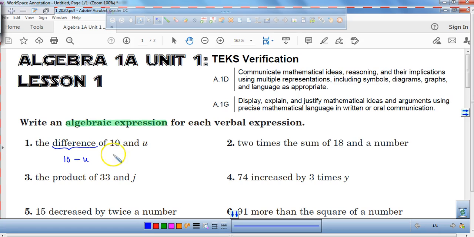Order is very important when you're looking at these sentences. When it says the difference between, or difference of 10 and u, you have to make sure you put the number up front and the variable at the end. Now this number right here is referred to as a constant. So I'm going to write constant. And this letter represents a number that we don't know. That's a variable. This represents the variable.